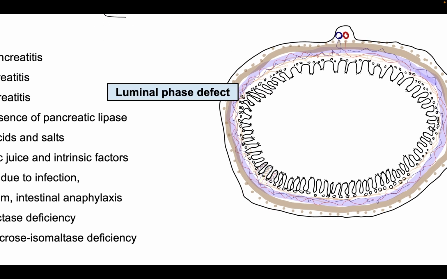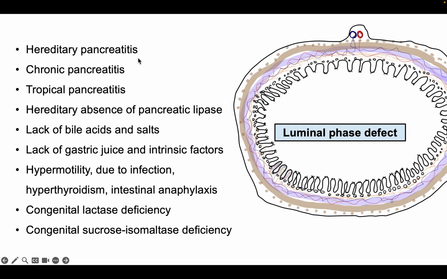First we have the luminal phase where the digestion takes place, and a defect in this phase can be caused by several conditions including hereditary pancreatitis, chronic pancreatitis, tropical pancreatitis, hereditary absence of pancreatic lipase, a lack of bile acids and salts, then lack of gastric juice and intrinsic factor, hypermotility due to infection, hyperthyroidism, intestinal anaphylaxis, congenital lactase deficiency, and congenital sucrase maltase deficiency.